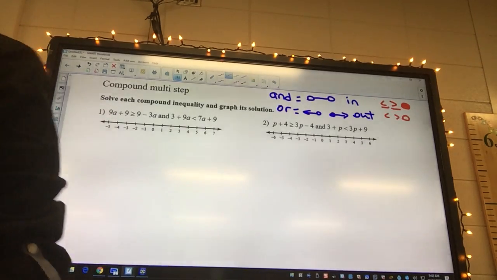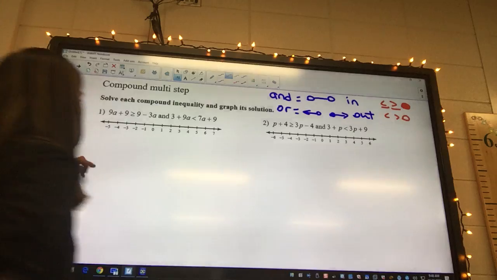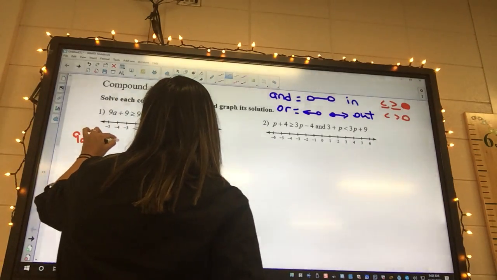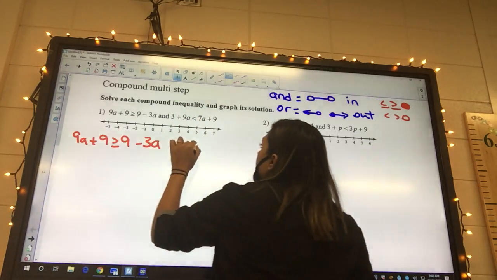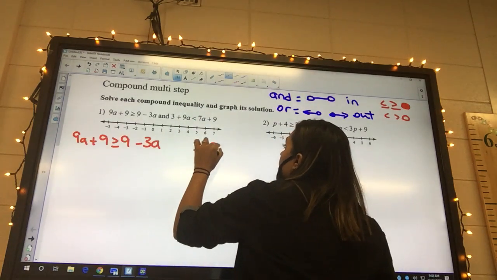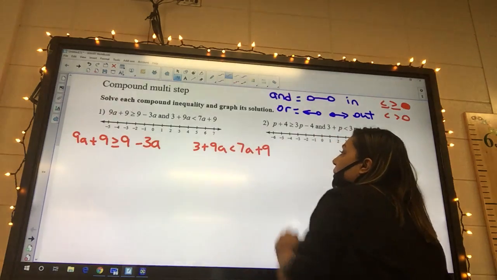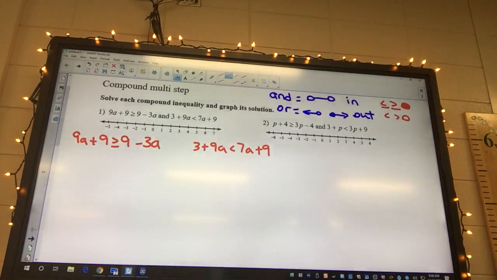Graph, we know. They should be going in towards each other. So you're going to set them up. Plus 9 is greater than or equal to 9 minus 3a. And then I got 3 plus 9a is less than 7a plus 9. Why are there so many a's? Okay, so we have them broken in 2 sets.